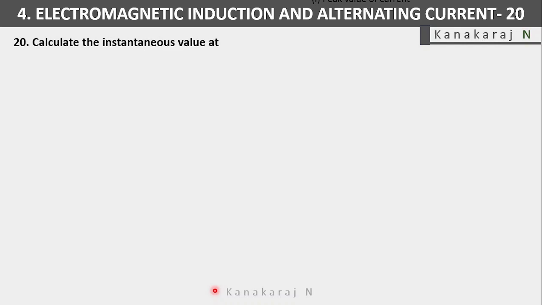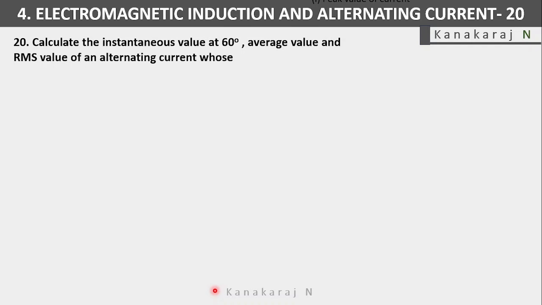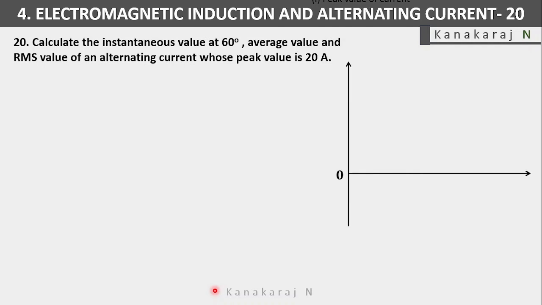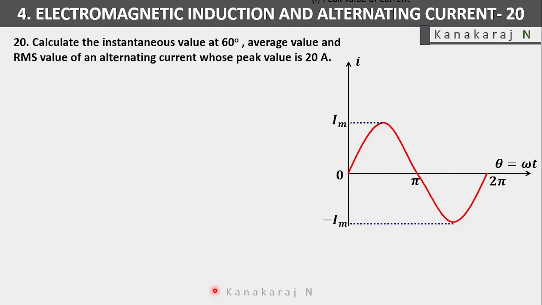Calculate the instantaneous value at 60 degrees, the average value and the RMS value of an alternating current whose peak value is 20 ampere. This is the I-theta graph and this is the alternating current. It has a peak value equal to plus or minus 20 ampere, represented by Im. The instantaneous value I equals Im sin omega t.